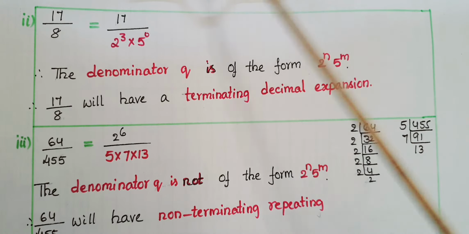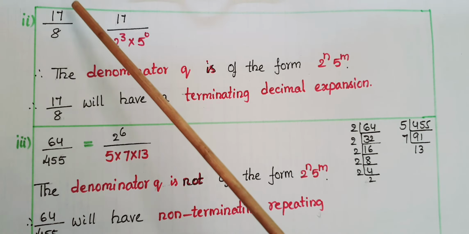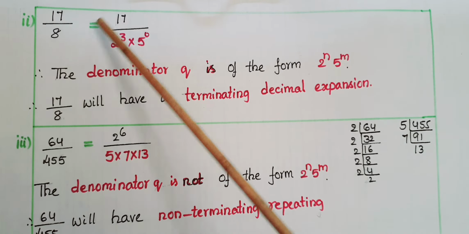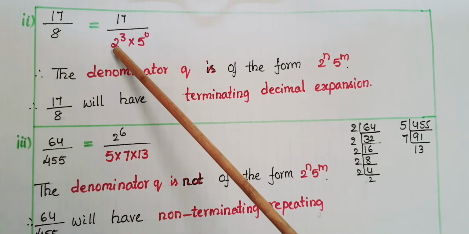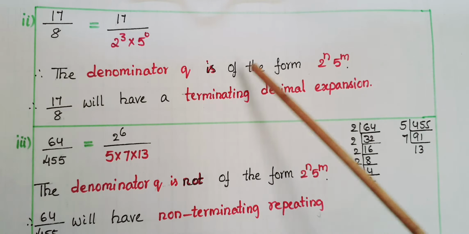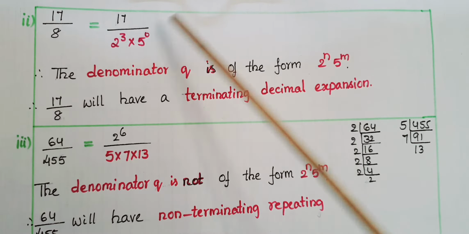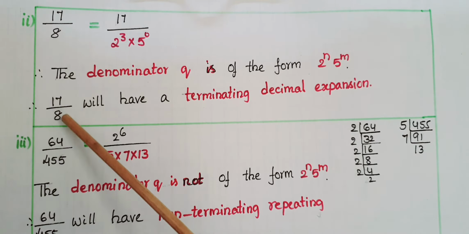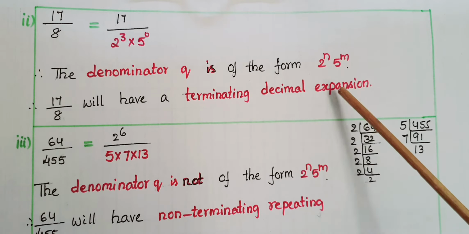This is the second problem. 17 by 8. First prime factorize both numerator and denominator. That is equal to 17 by 8, you can write as 2 cube into 5 to the power of 0. Therefore, the denominator q is of the form 2 to the power of n into 5 to the power of m. Therefore, 17 by 8 will have a terminating decimal expansion.